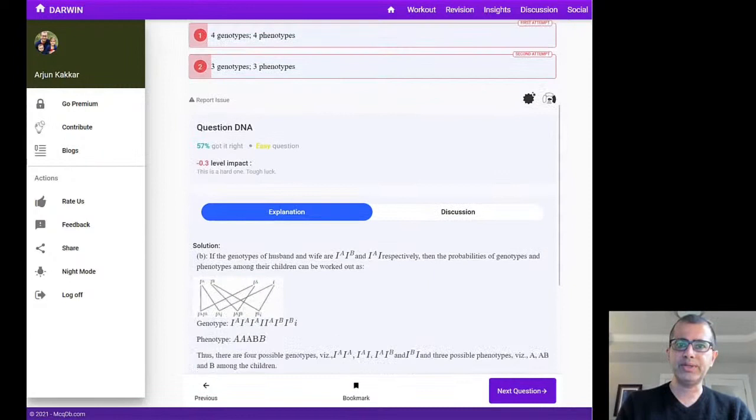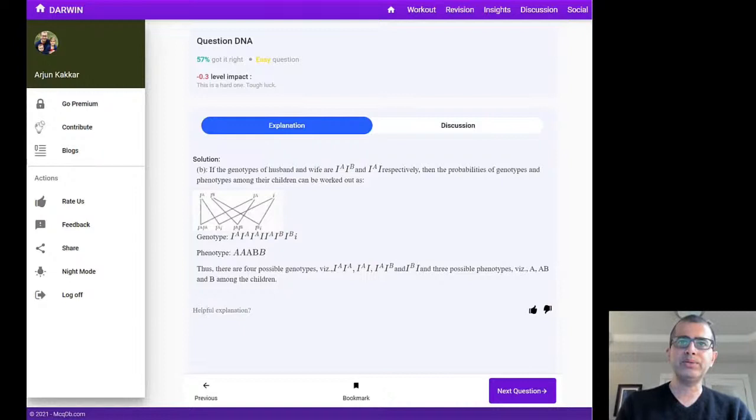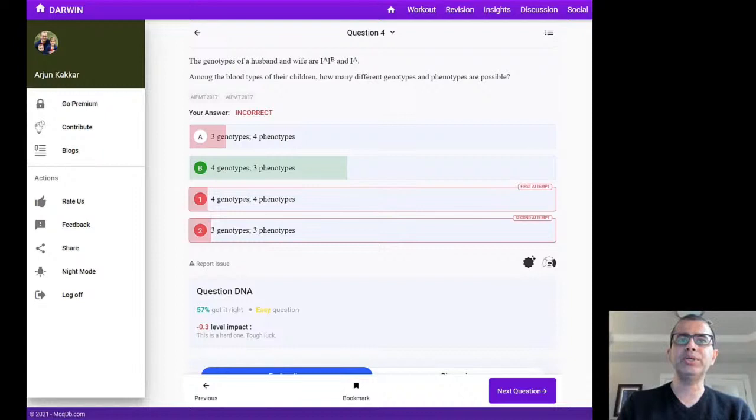So you can see the diagram here. You can work it out. You can read through this and understand it. But most importantly, if you got both of these wrong, this is actually not a hard question. If you know how to draw inheritance diagrams, this is a very straightforward question.